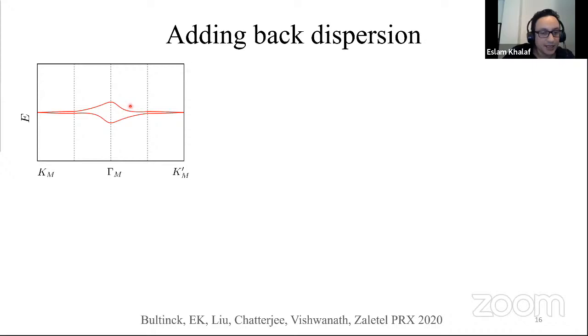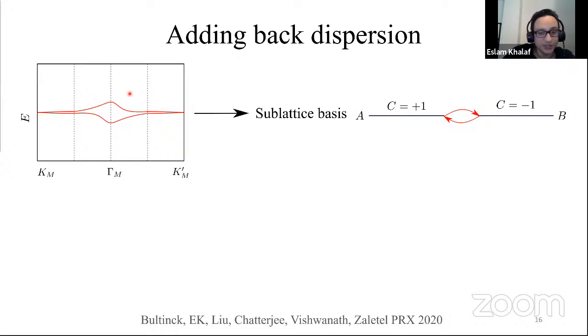It corresponds to some linear combination of these energy eigenstates. And in this basis, we can also include the effect of the dispersion. So how does this dispersion appear in this basis? It actually appears as a tunneling, as tunneling between sublattice A and sublattice B. So the important thing to notice is that this is an exact mapping. We just have made a basis transformation such that the energy dispersion is off diagonal.